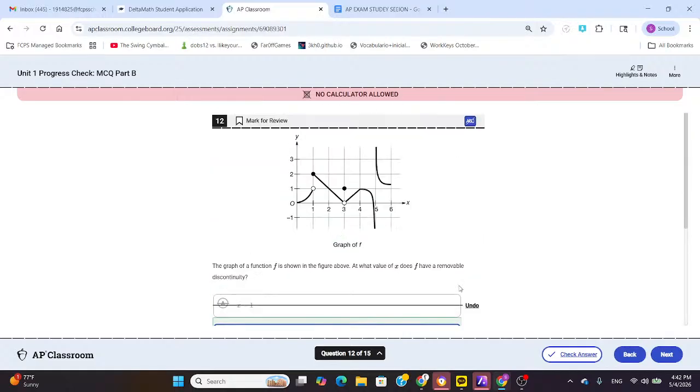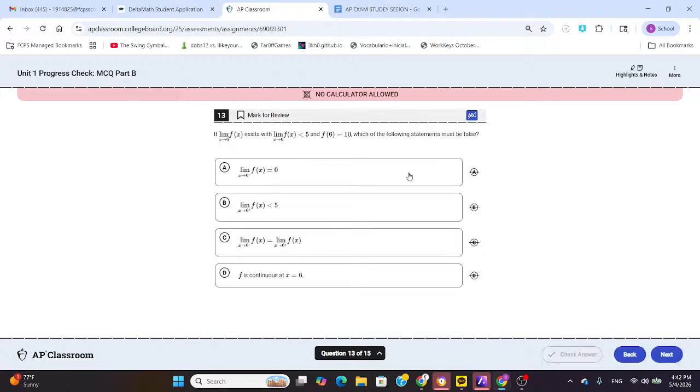So the only one that works is actually 3. Because the removable discontinuity is you can remove it and it can still be discontinuous if you move that specific point. But hey, let's move on to question 13.